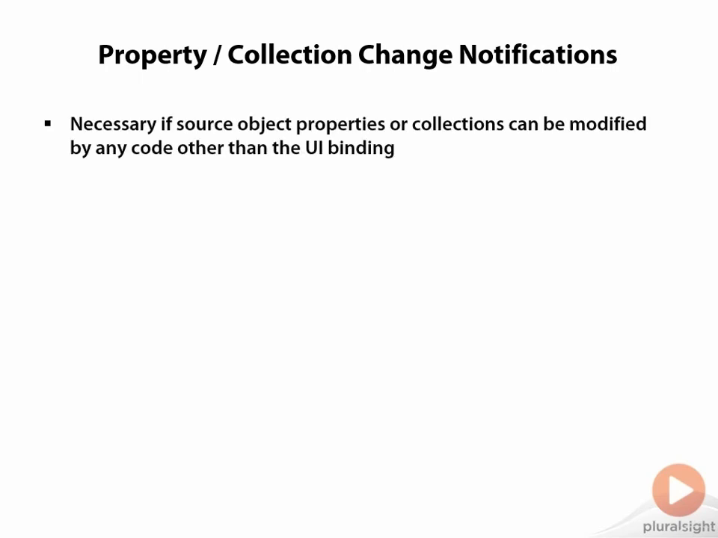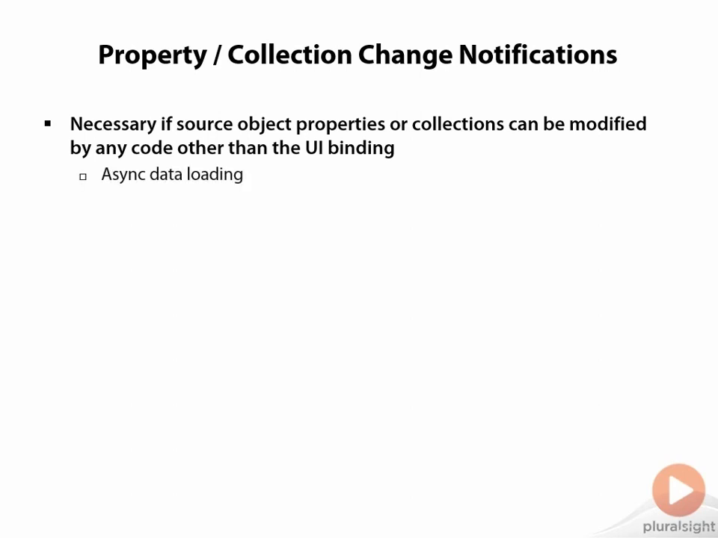Now, one of the most important concepts when dealing with data binding to entities and data objects, where you're building a rich interactive UI around those objects, is property and collection change notifications. Basically, change notifications are going to be necessary if those source object properties that you're binding to, or the collections, can be modified by any other code other than the binding itself.